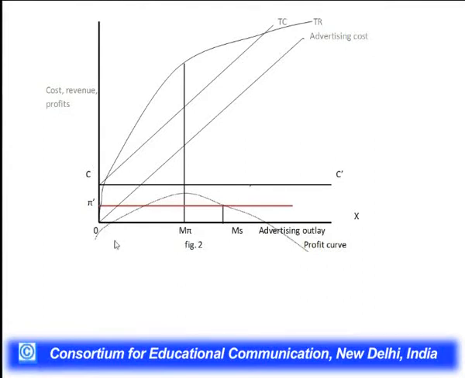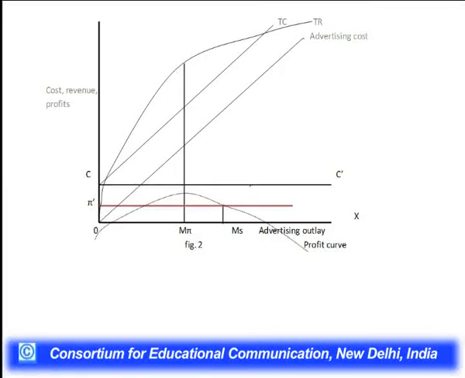So in figure 2, on the x-axis we have depicted advertising outlay. On the y-axis we have shown cost, revenue and profits. CC dash is the production cost, which is independent of the advertisement cost. That cost is already there, production has been done, so this is the cost. And to this is added the advertisement cost. The advertisement cost function has been shown as a 45 degree line so that whether we see on the horizontal axis or on the vertical axis, it shows the same amount.